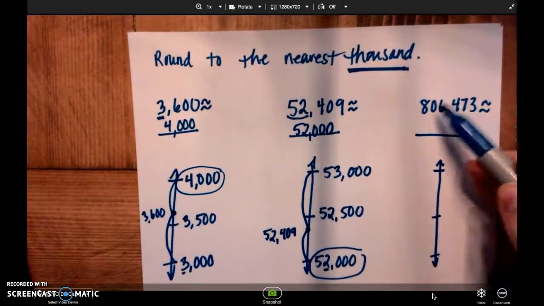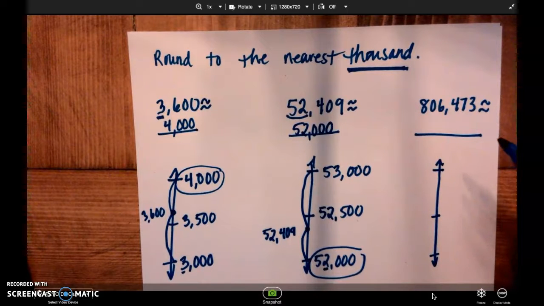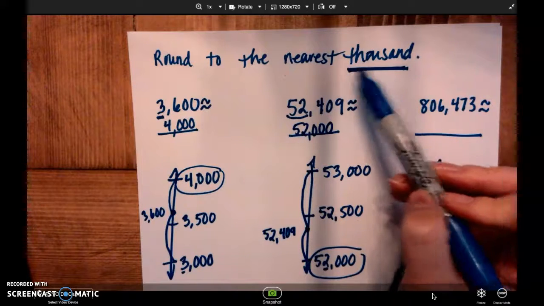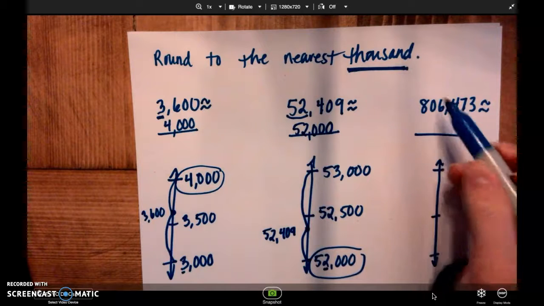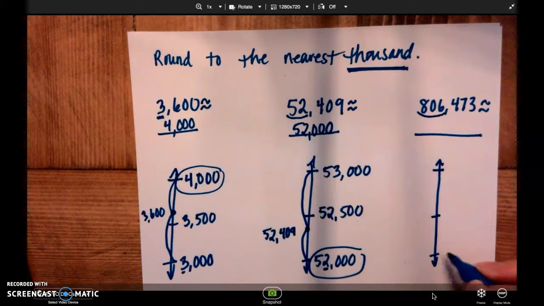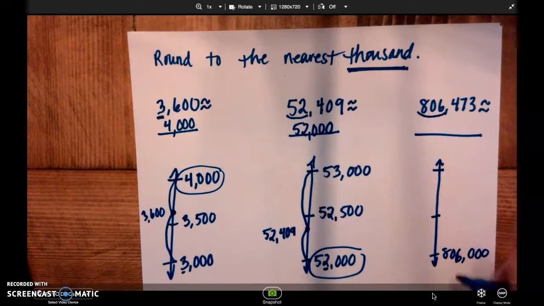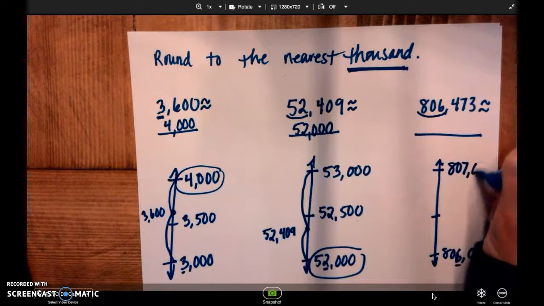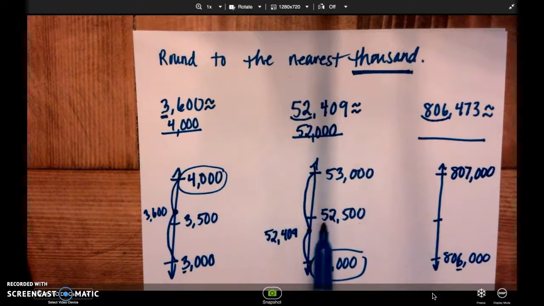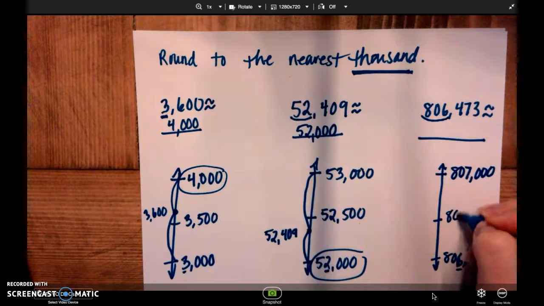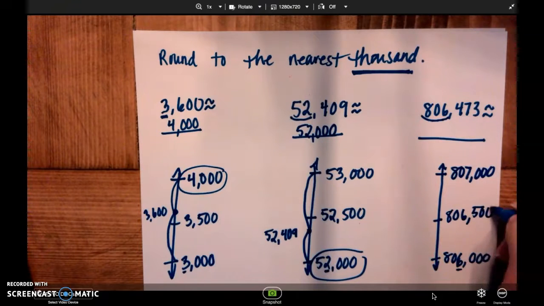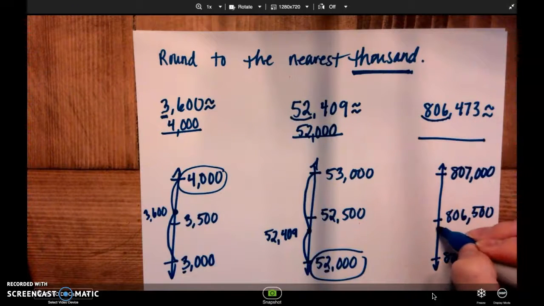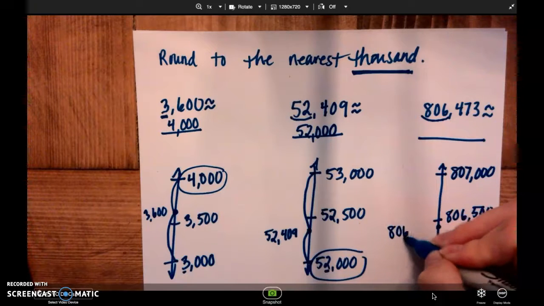Now I bet you're ready for this last one here, this 6-digit number, 806,473. And since I'm rounding to the nearest thousand, I know that I need to pay attention to the total number of thousands, and that's 806,000. Next, I need to ask myself, what is 1,000 more? So the only digit that will change is my thousands place in this case, and that's 807,000. And just like my other patterns of numbers here, I can see that my midpoint will be 806,500. And I know that's just slightly less than my midpoint.